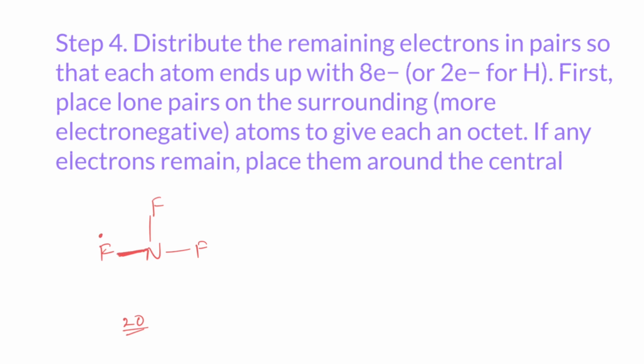Then this is 3, 4, 5, 6. These are 6. 6 plus these 2, total 8. Then 1, 2, 3. Total 3 lone pairs. Then here also 1, 2, 3. 3 lone pairs and each one bond. Then each one gets how much? Total 8 electrons on each surrounding atom.